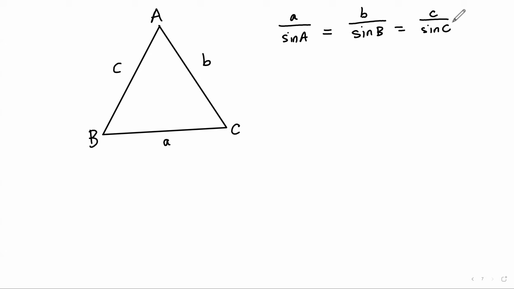And you don't use all three of them when you're solving a question. You really only use two of them. So A over sine A is equal to B over sine B is equal to C over sine C just means these ratios are all equal to each other. And what is important is that side A is opposite angle A, right? So that's how you apply the rule.